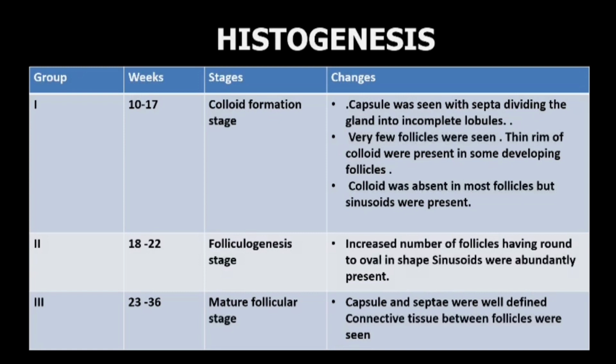Now, talking about the histogenesis of the thyroid gland, on week 10 to 17, we see a thin rim of colloid and the developing follicle. So this is also known as the colloid formation stage. On week 18 to 22, this stage is known as the folliculogenesis stage, because in this stage we see an increased number of follicles. And on week 23 to 36, this is the mature follicular stage, because in this stage we see a well-developed follicle.